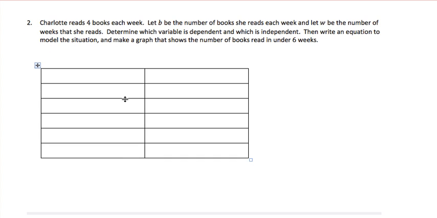Question 2. Charlotte reads 4 books each week. Let B be the number of books she reads each week, and let W be the number of weeks that she reads. Okay. So, our independent variable would have to be the number of weeks, because that can't really change. And we'll call that W, of course. And that was our independent variable. Our dependent variable, then, is the number of books she reads.